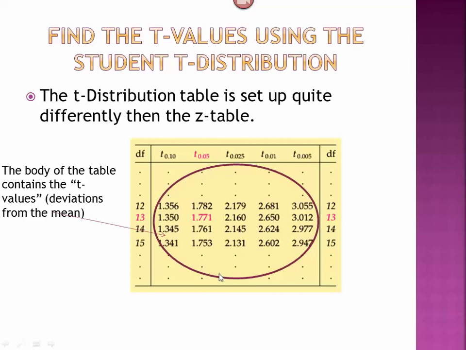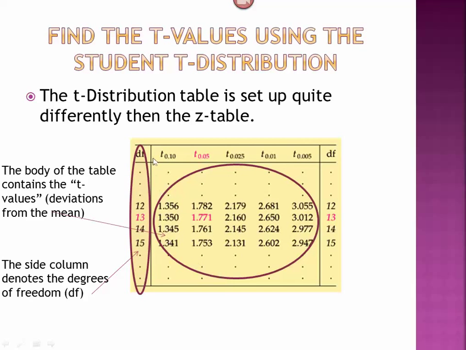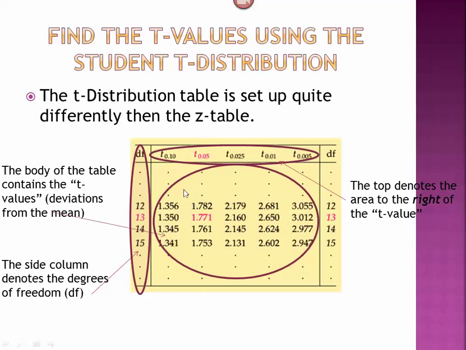The body actually contains our t-values. The side column contains our degrees of freedom. And the top denotes the area to the right of a given t-value. So for example, this t-value here has 2.5% or 0.025 to its right. This has 1% to its right, and this has 0.5% to its right, etc., etc.